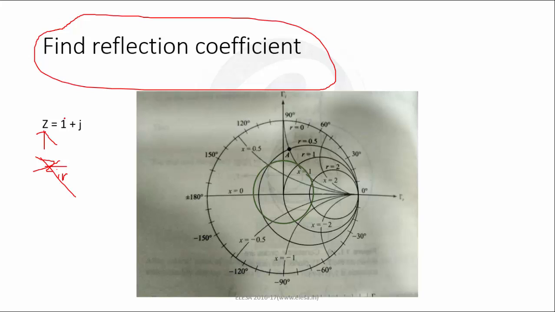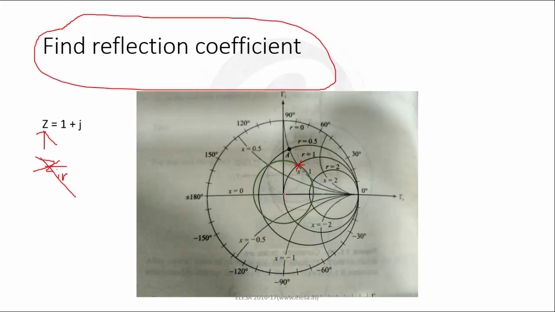So how do we do that? First of all, let us mark the point. The real part is equal to 1 and the imaginary part is equal to 1. So Smith chart is a plot of constant resistance and reactance circles in the rho L plane. So distance from the center will be the magnitude of reflection coefficient, that is the R equal to 1 circle and X equal to 1 circle intersection will give us the reflection coefficient.